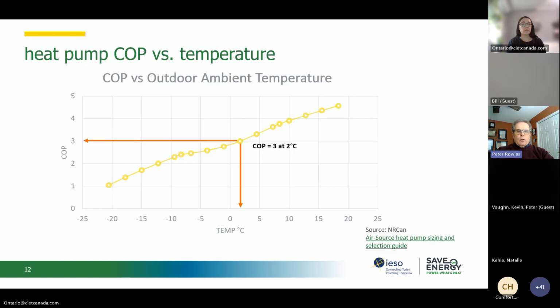What we've got shown here is that at an outside temperature of 2 degrees, this particular unit would operate at a COP of 3. If the outdoor temperature were to go down into the minus 10 or 15 range, it would be operating at a COP in the order of 2. And if the outside temperature went up to 10 or 15, which would be the shoulder seasons, we'd be looking at a COP in the range of 4. So this gives you an idea of how the coefficient of performance of the heat pump varies.